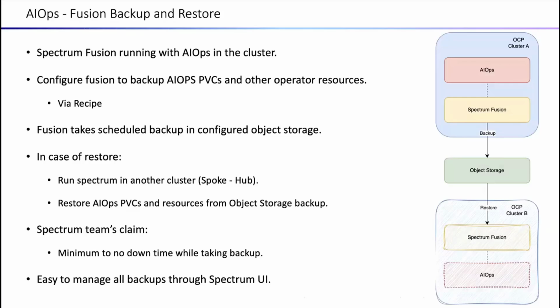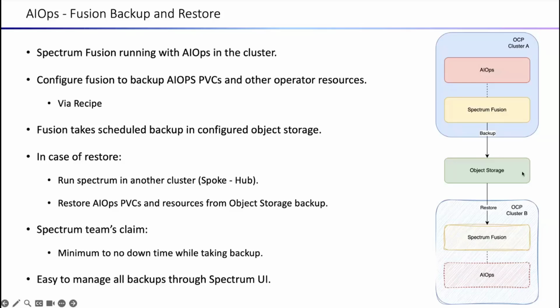If you can see the right-hand side diagram, it's a simplistic version of how Fusion and AIOps work together. On the top, there is cluster A, where AIOps and Fusion run along with each other. Then we configure Fusion so it knows where to store AIOps backed up data, and Fusion's requirement is to store backup data into object storage, which we configure while configuring Fusion. Then we set up a policy on Fusion for how often we want to take a backup, and then we assign a recipe that defines what needs to be backed up and how to restore.